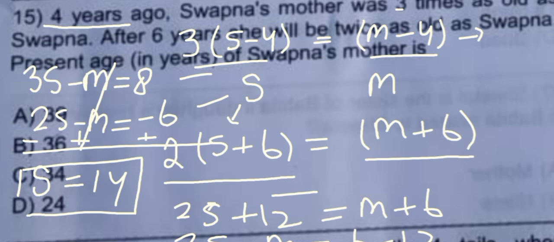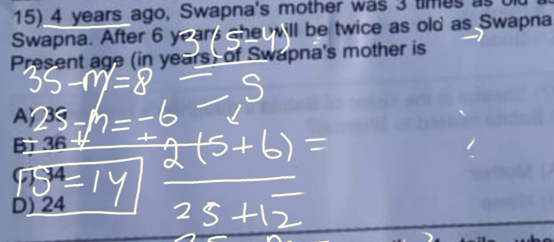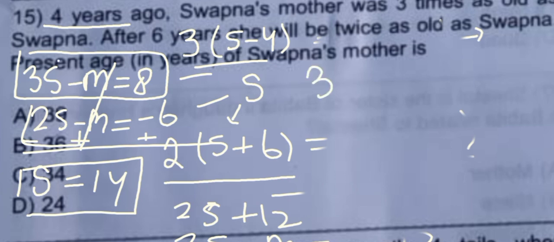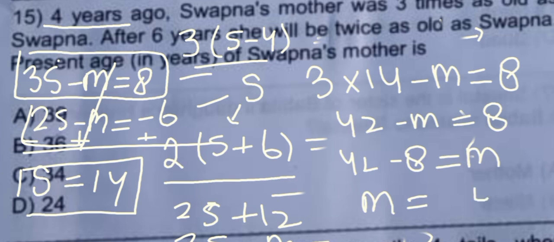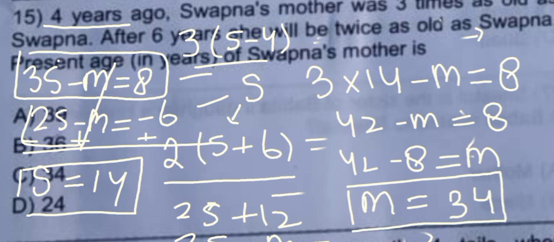Now age of Swapna's mother will be, we will put S is equal to 14 in either of these 2 equations. So we have 3 into S, the value of S is 14, 3 into 14 minus M is equal to 8. So 3 into 14 is 42, minus M is equal to 8, or M is equal to 42 minus 8, that is 34. So the present age of Swapna's mother is 34 years. So we will see if there is the option. Yes, there is the option of 34.